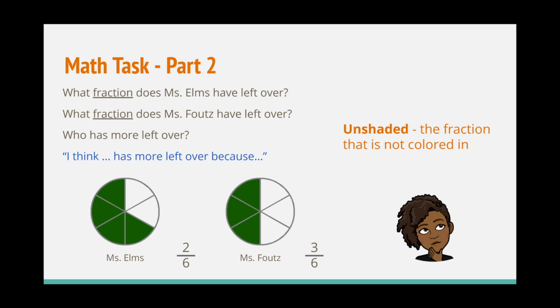So who has more left over, or who has more white pieces? I think Miss Fouts has more left over because she has 3 out of 6 pieces left over, and Miss Elms only has 2/6, or 2 out of 6 pieces left over.